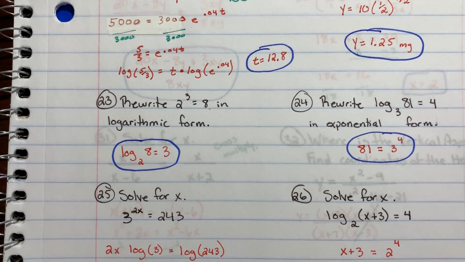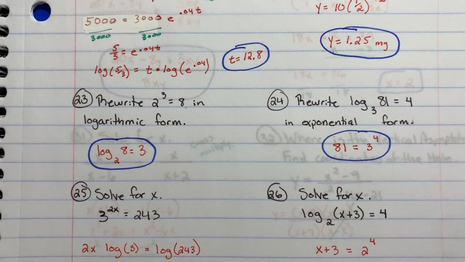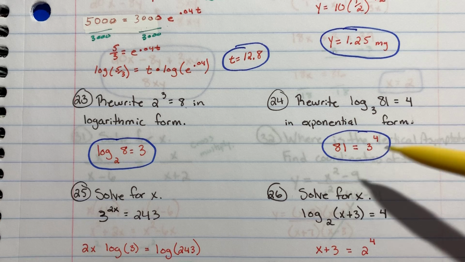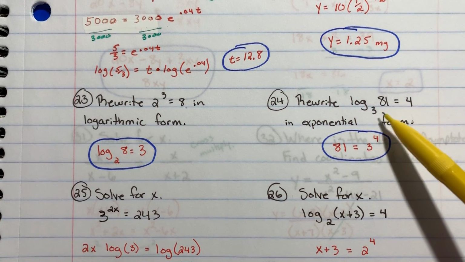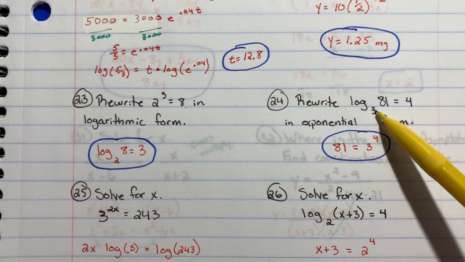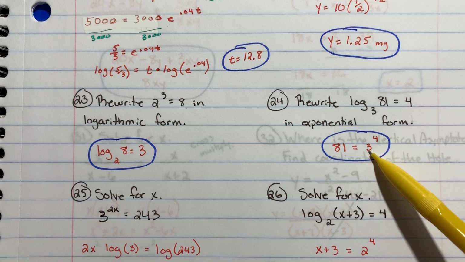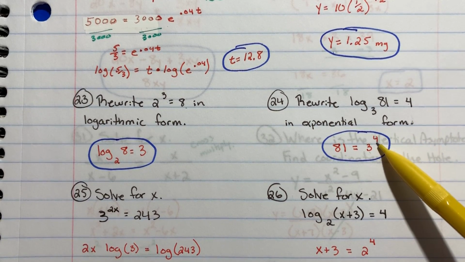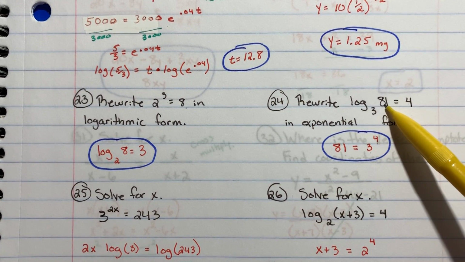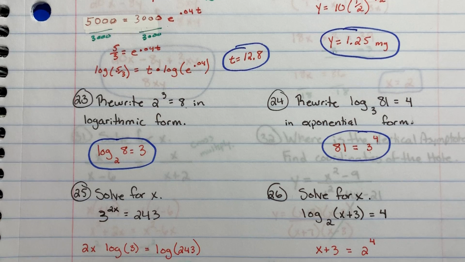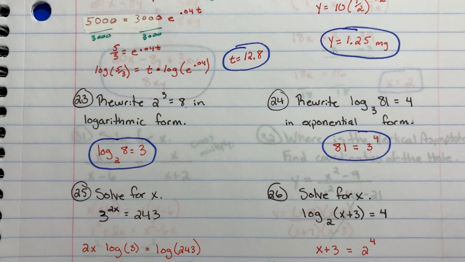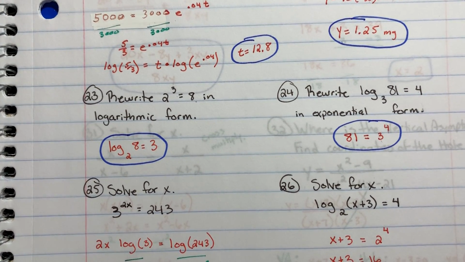And then going back the other direction for problem 24, take the log expression and convert it back. Take your subscript number, that becomes your base. Whatever it equals, it becomes your exponent. And that other number is what it equals. So 23 and 24 are just flip-flops of each other.